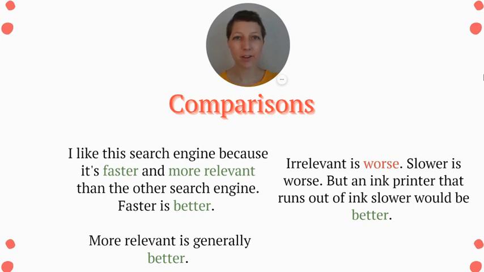Let's talk about comparisons. You may say to your coworker, I like this search engine because it's faster and more relevant than other search engines. Faster is usually better, and more relevant is usually better as well. But slower in this situation is not as good. But given another situation, such as an ink printer that runs out of ink at a slower rate, slower would be better. So sometimes the adjective depends on the context. If it's good or if it's bad, it just depends on the context.